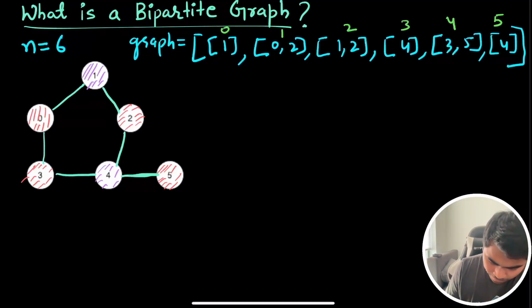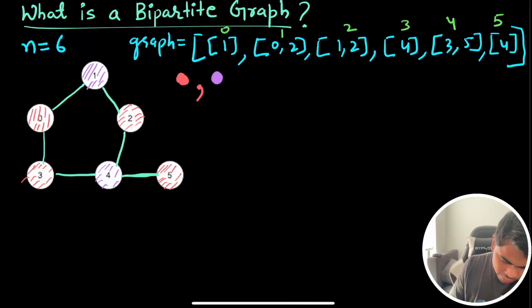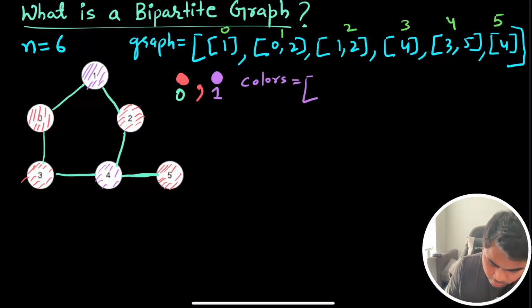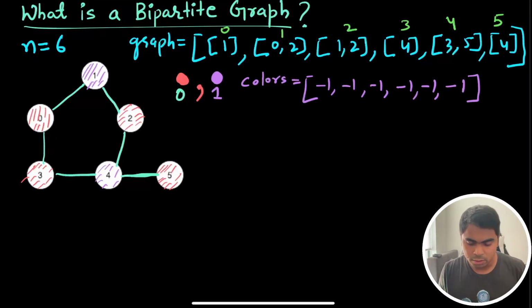So what we'll do is we'll have colors. These 2 colors we can number them. It's better to work with numbers. So we can call this red 0, and then we can call this violet color 1, and then we can make a colors array of the same size, initially containing just -1 value. That means we have not assigned any color to any node. So we have 6 nodes, so basically 6 -1s.